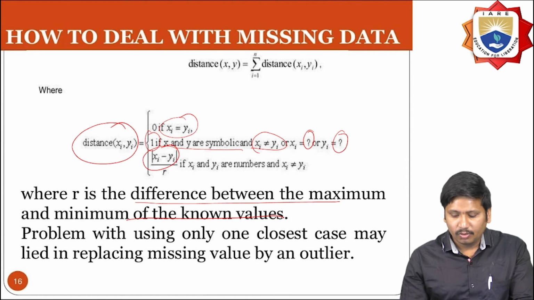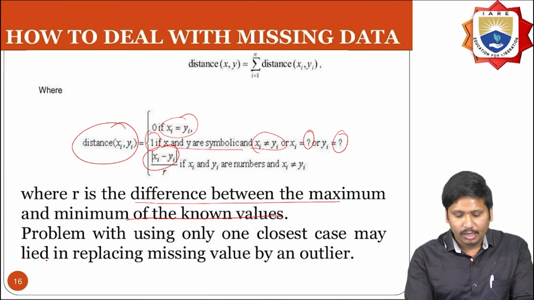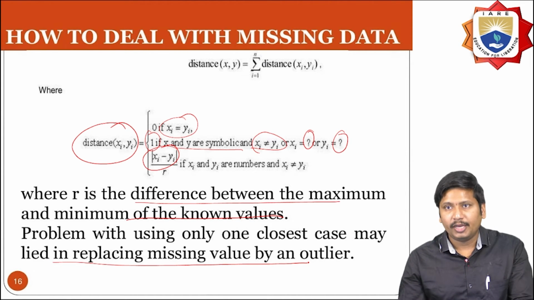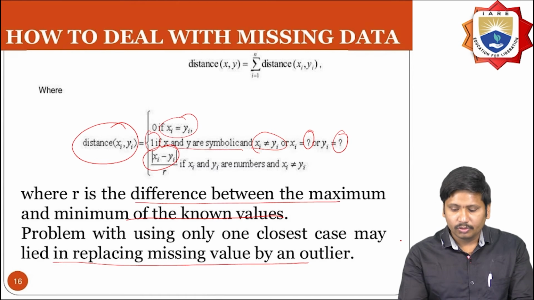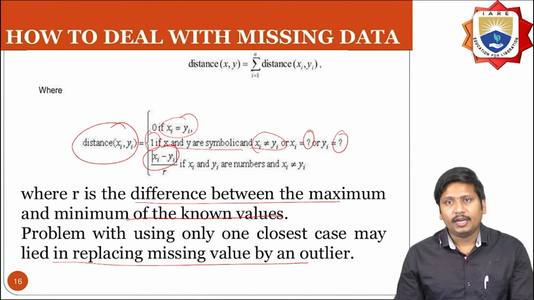The problem with using only the one closest case is that it may replace the value with an outlier. So based on the distances also, I can fill the missing data.